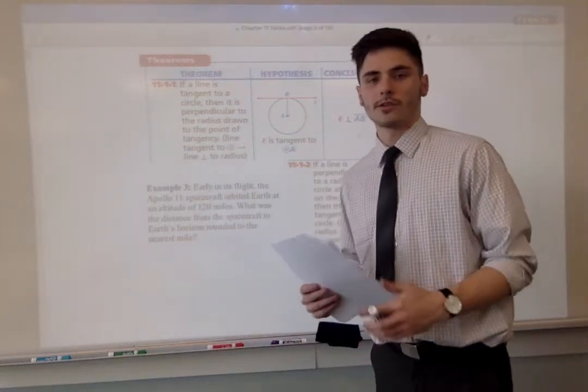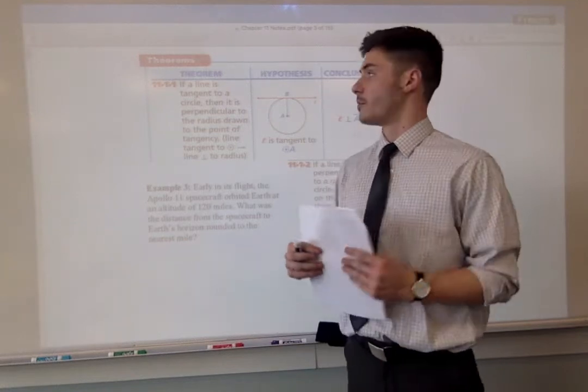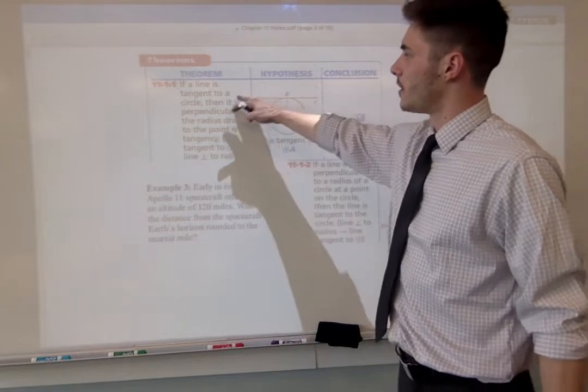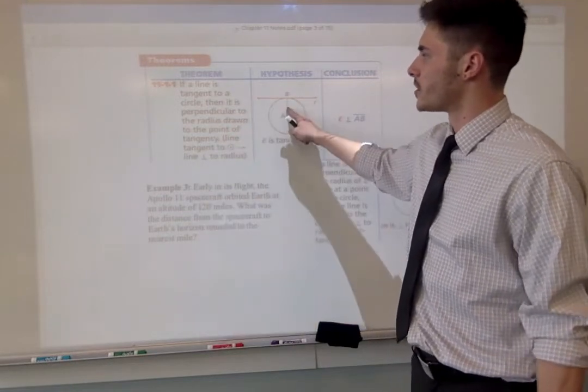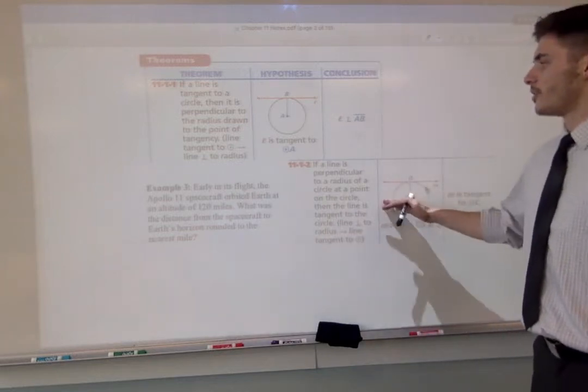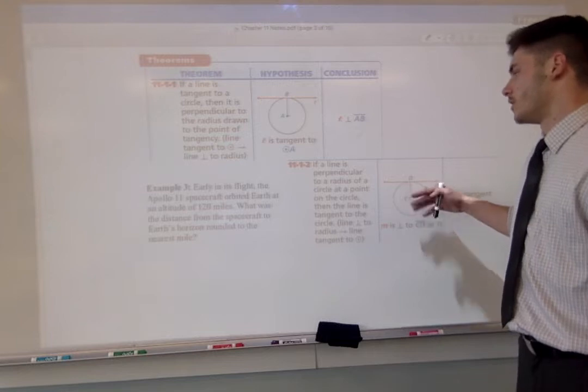Okay, so we're given some handy-dandy theorems here. As we've been talking about, theorem 11.1.1 says that if a line is tangent to a circle, then it is perpendicular to the radius drawn from the point of tangency. Similarly, down here, if a line is perpendicular to a radius of a circle, then it is the tangent line to the circle.